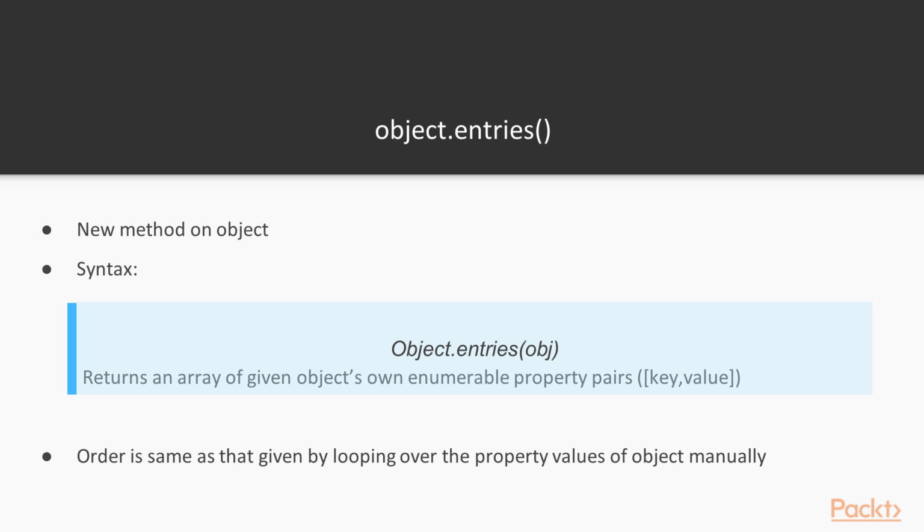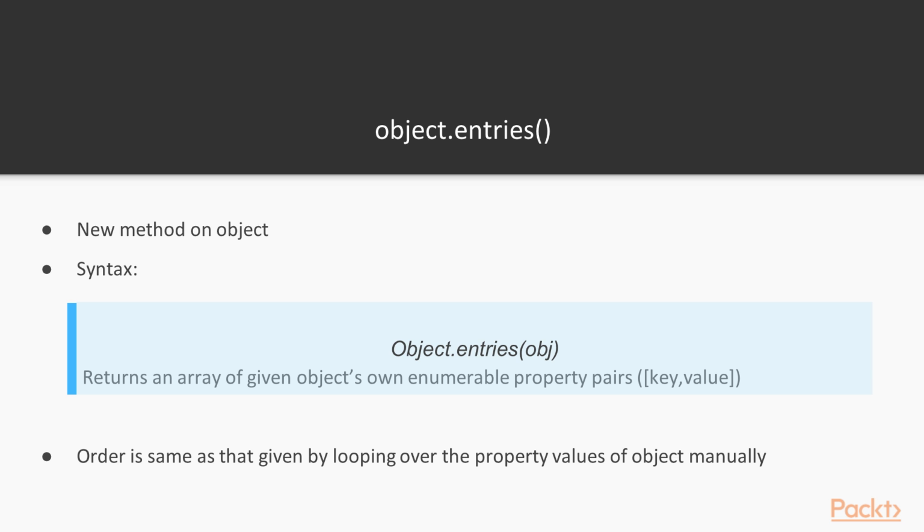Now let's understand Object.entries. It's pretty much similar to Object.values. It's again a new method on the JavaScript object. The syntax is pretty similar. It's Object.entries and then you pass the object. Basically this returns an array of the given object's own enumerable property pairs. That is, it provides you an array of key, comma, value pairs, in the same order as you get by looping over the property values of the object manually. So that's what you get back in the array.